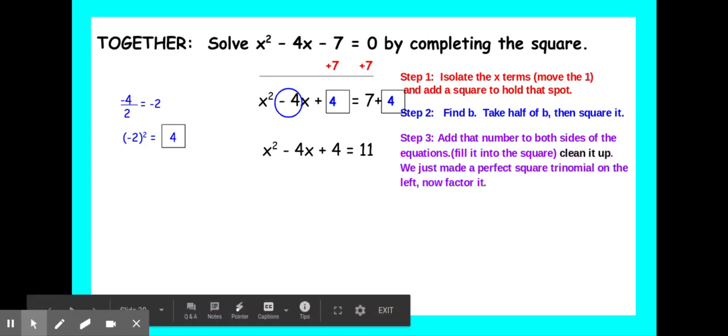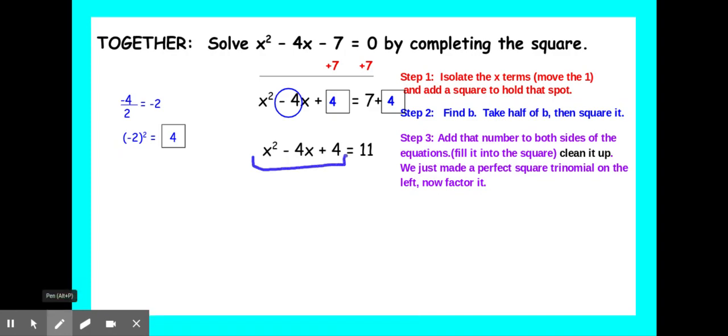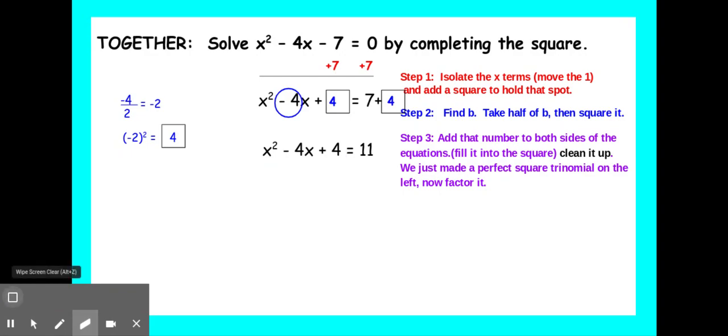Now, we just made a perfect square trinomial over here, and you're going to get to know those soon enough. But what we're going to do is factor it, and I'm going to show you what it looks like when we factor something like this. So take 2 minutes, pause the video, and factor that quadratic.